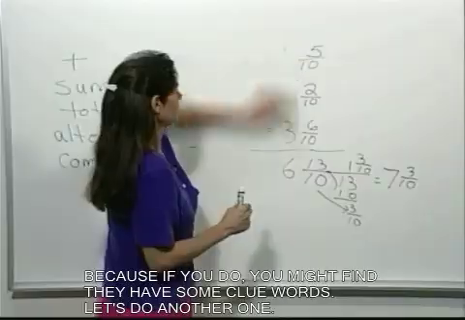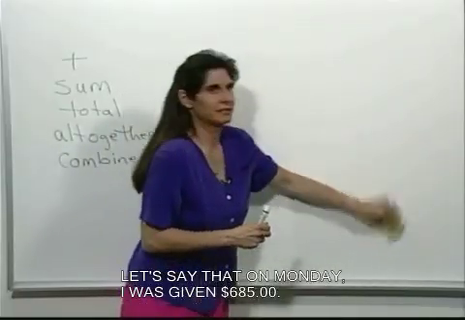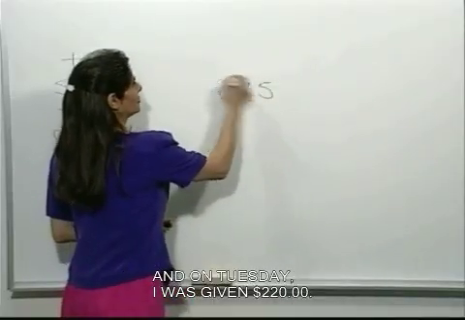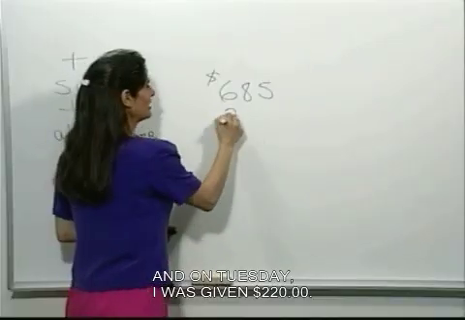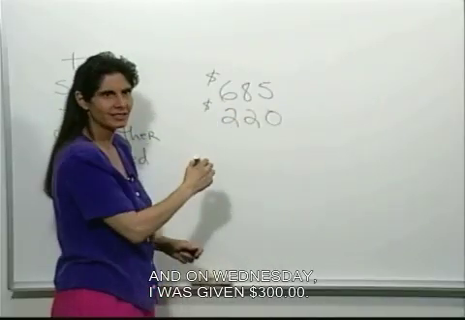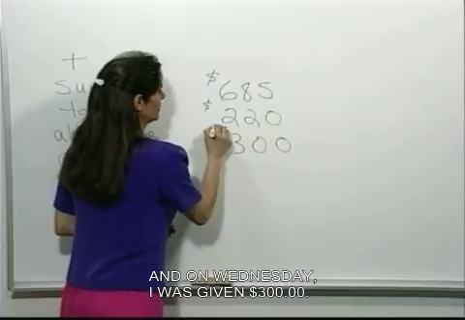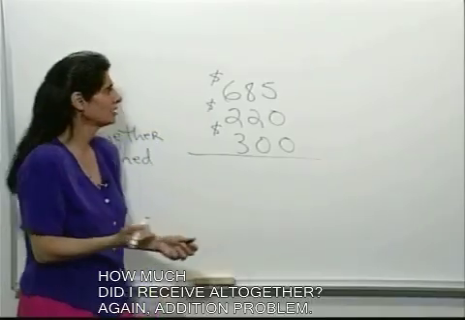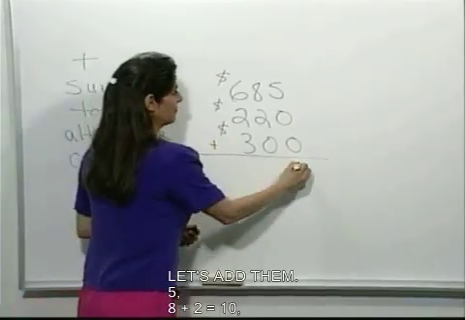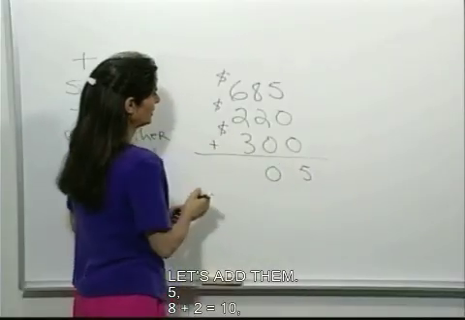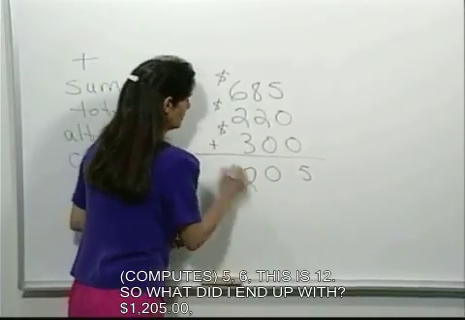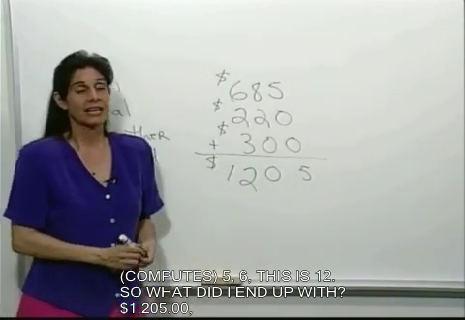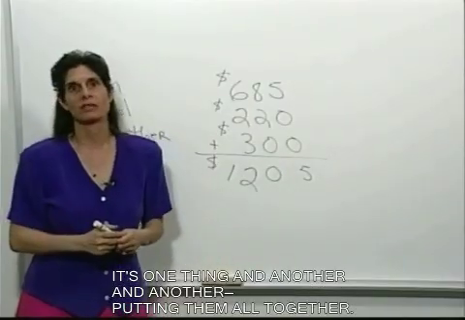Let's do another one. Let's say that on Monday I was given $685, and on Tuesday I was given $220, and on Wednesday I was given $300. How much did I receive altogether? Again, addition problem. Let's add them. 5, 8 and 2 is 10, 5, 6, 6 is 12. So what did I end up with? $1,205. It's one thing and another, putting them all together.